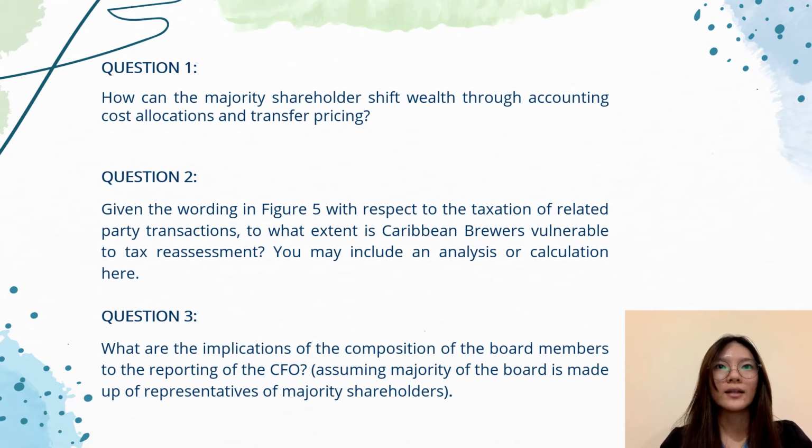Question 1. How can the majority shareholder shift wealth through accounting cost allocations and transfer pricing? Question 2. Given the wordings in Figure 5 with respect to the taxation of related party transactions, to what extent is Columbia Bourbon vulnerable to tax reassessment? You may include an analysis or conclusion here.